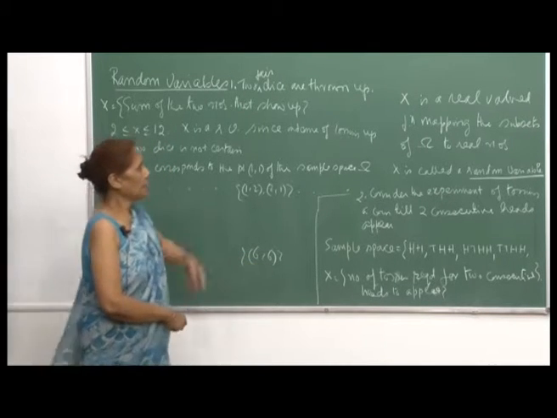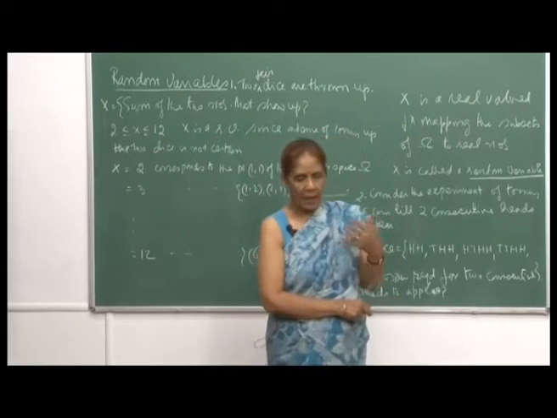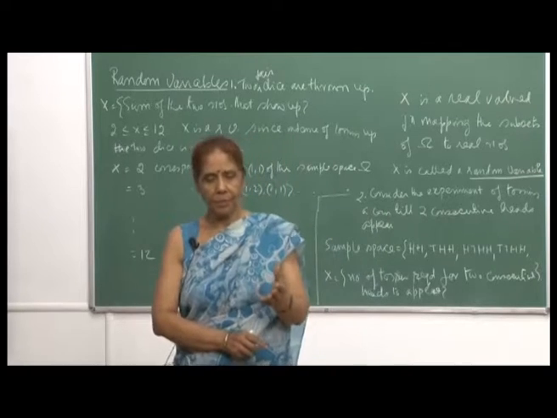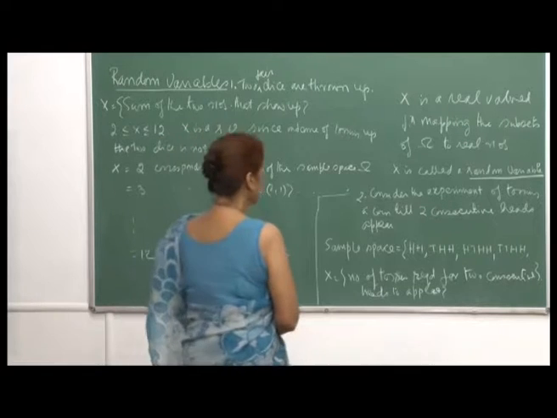So, such a function, which is a real valued function and maps the subsets of the sample space corresponding to an experiment to real numbers, we will say that it is a random variable.